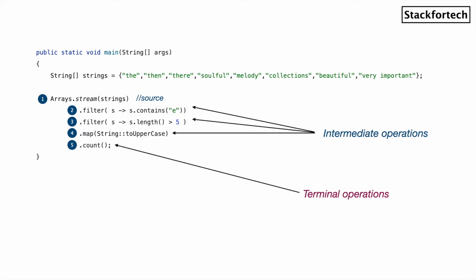A stream can only have one terminal operation, which marks the consumption of a stream. As soon as the terminal operation is performed, the stream is said to be consumed. We cannot go through that stream again. We have to get another stream if we want to work on it further. So the terminal operation marks the consumption of a stream.